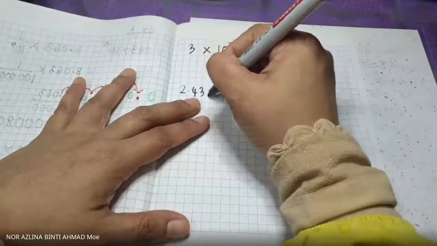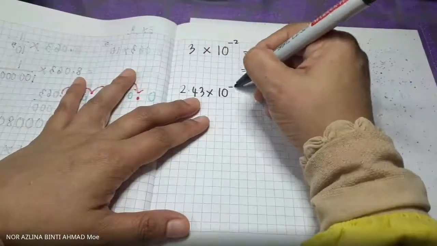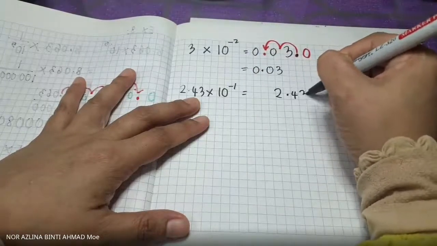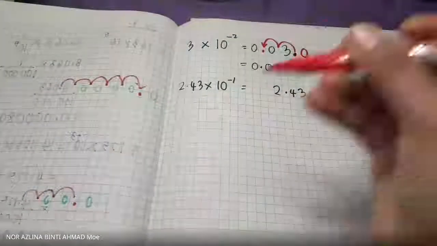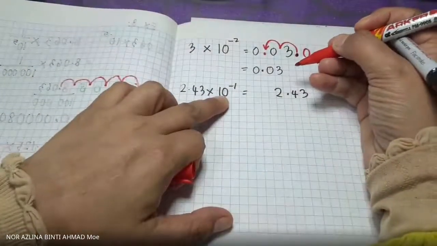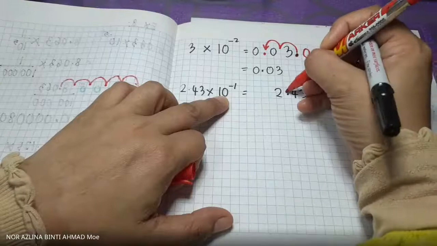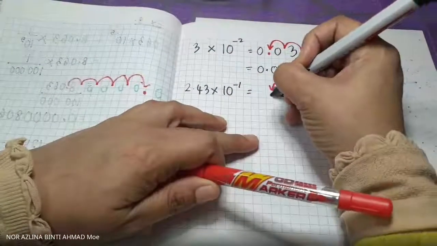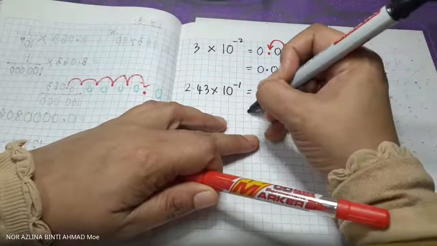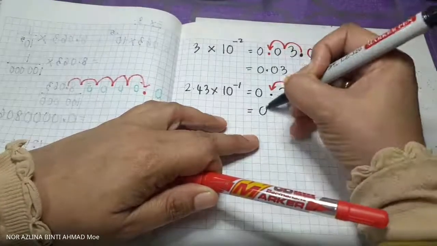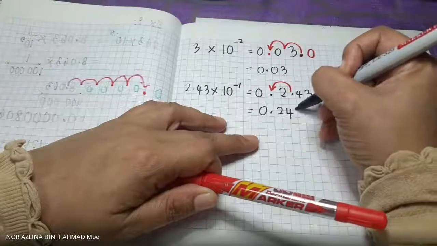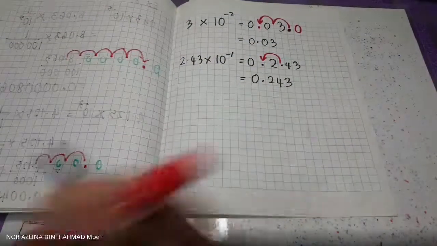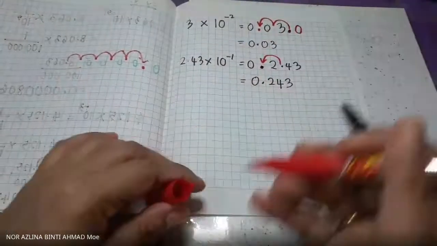2.43 multiply 10 to the power of negative 1. 2.43 is the original question. Times negative indices, so move to the left by 1 place. This is the new decimal point. So this is 0, becomes 0.243. This is the new number. Next.